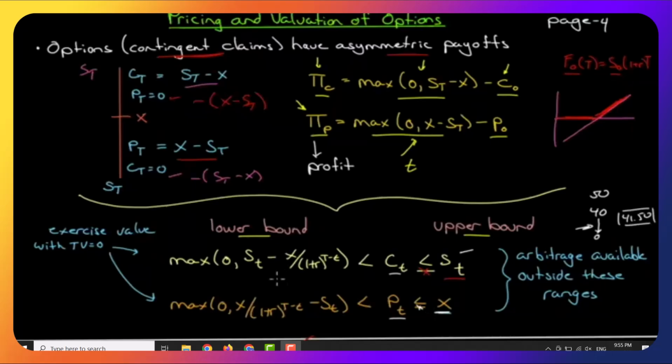And what is our lower bound? Our lower bound is our exercise value. It can't be cheaper than our exercise value, because if it is, then you have an arbitrage opportunity. So somewhere between the lower bound and the upper bound is where the value of the call lies, and somewhere between the lower bound and the upper bound is where the value of the put lies.